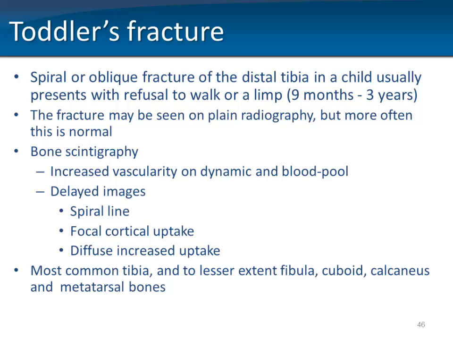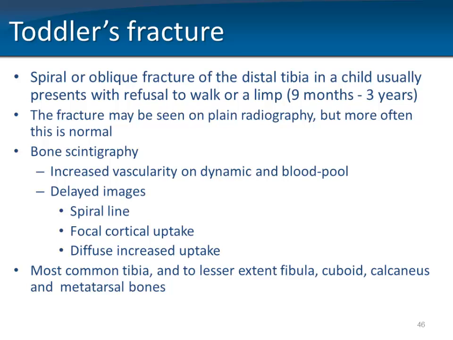And still one of the most useful indications, I believe, is a toddler's fracture. This is usually a spiral or oblique fracture of the distal tibia in a child. Most of the time it just presents with a refusal to walk or with a limp. More often than not, the trauma that caused it has already been forgotten. It can sometimes be seen on plain radiography, but more often radiography is normal.